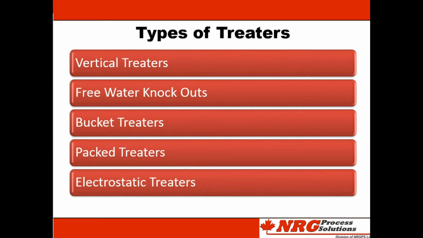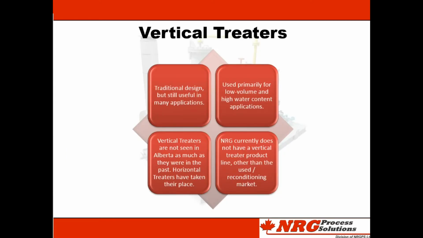In this video, we will be talking about the 5 main types of treaters available and what their strengths are: vertical treaters, free water knockouts, bucket treaters, packed treaters, and electrostatic treaters. Vertical treaters are primarily used for low volume and high water content applications. They are a traditional design and were one of the first types of treater commonly used in the industry. They work well for easy-to-treat oil in situations where there is low or no gas flow.